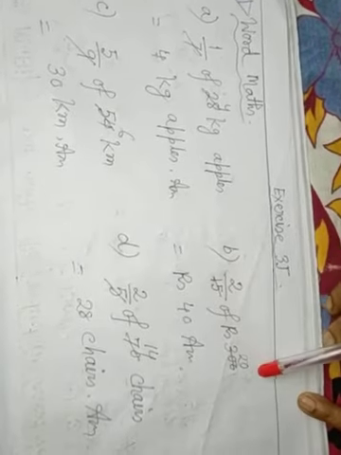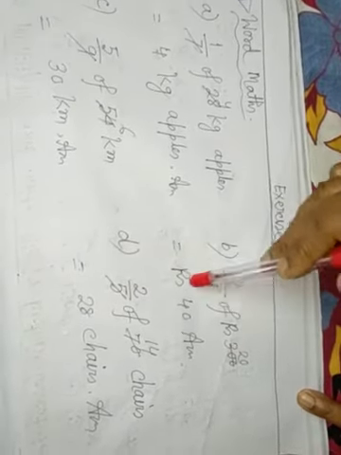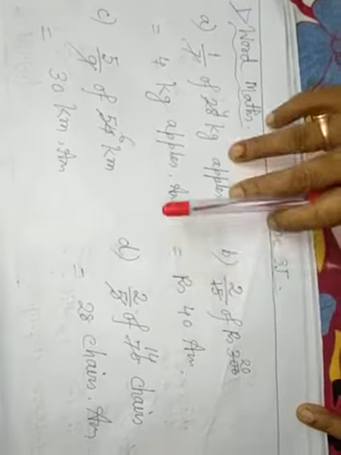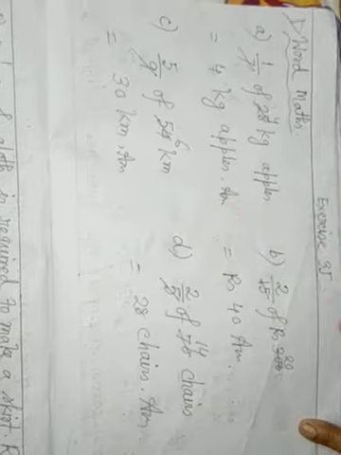B, 2 by 15 of rupees 300. So 15 into 20, 300. 20 into 2, 40. Rupees 40. Unit rupees, you must write. If you do not write unit, your math is totally wrong.